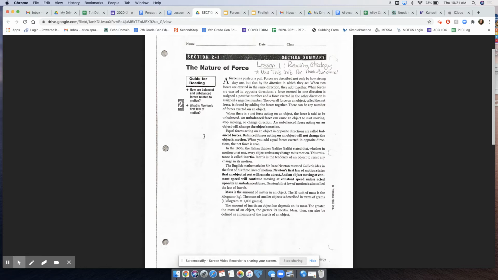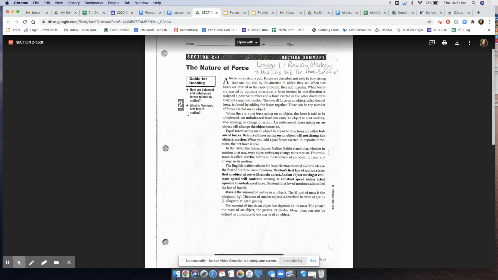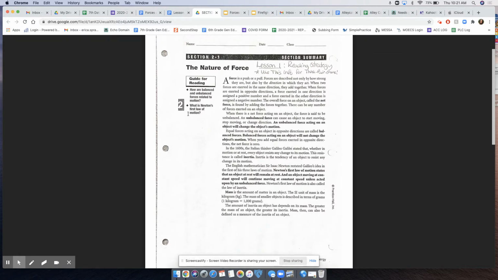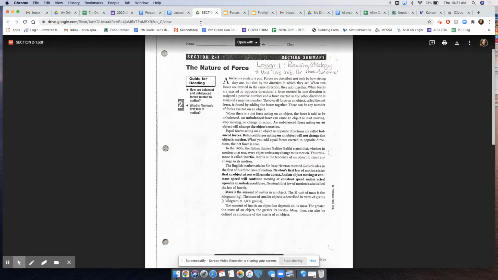Remember, you're going to pair share on what you learned about force, balanced and unbalanced forces, and Newton's first law. In fact, if you notice, the guide for reading is the same as our objectives for today. So pause the video and take a moment to use the reading strategy of your choice to take notes and be prepared to share what you learned from section 2.1 on balanced and unbalanced forces.